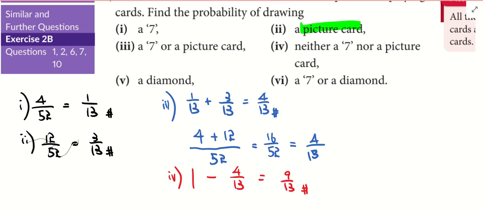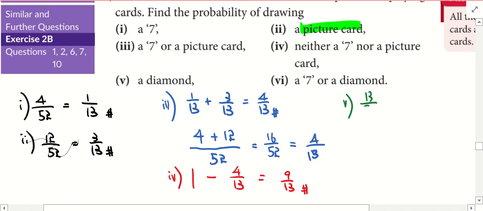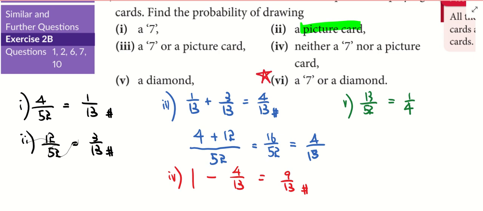Okay? How many diamonds are there? 13. So very quickly, I'll just write down for part 5. There are 13 over 52. This will give us 1/4. Okay, but I'm going to put a star at part 6.